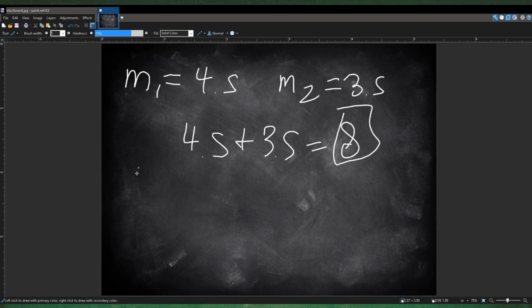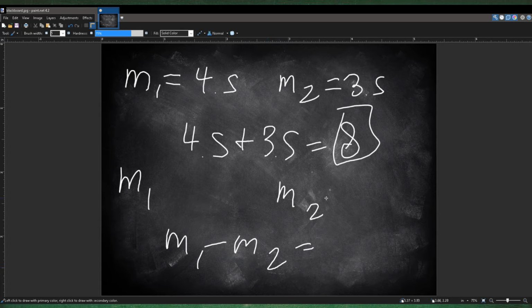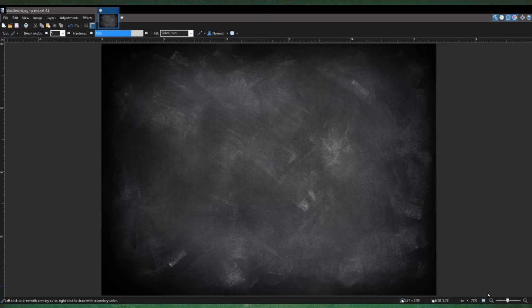Or if you have mean 1 and mean 2 and you want to subtract mean 2 from mean 1, it's basically just 4.5 minus 3.5, which is 1. If you're adding and subtracting means, you're just going to do the simple arithmetic. Usually in stats, you're just going to be adding and subtracting means. There's no multiplying or dividing because it's not logically used.